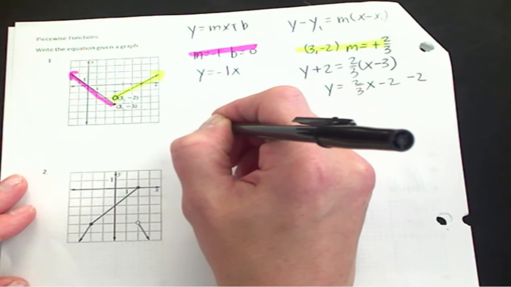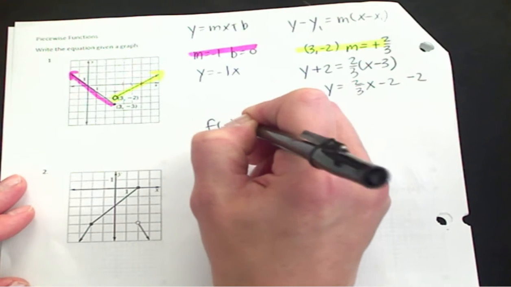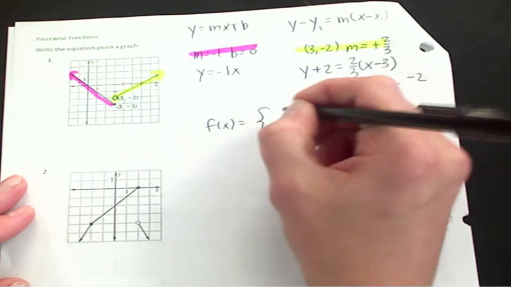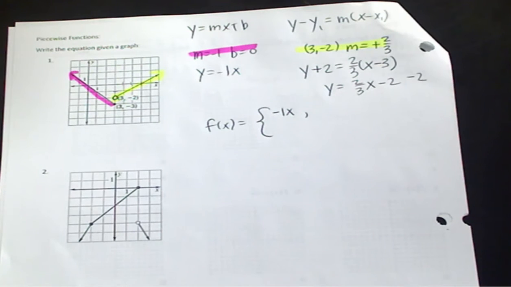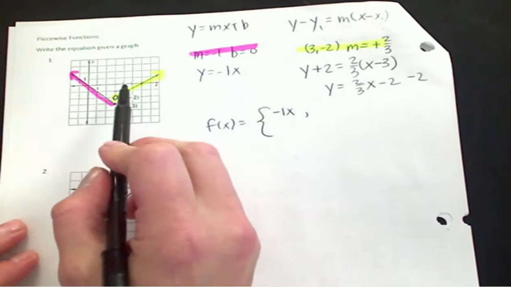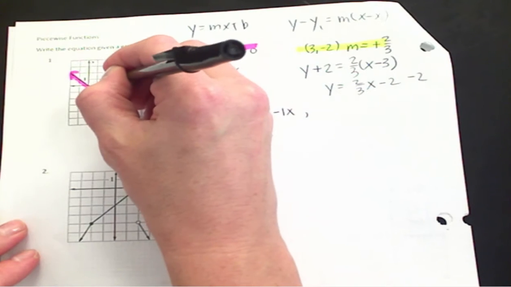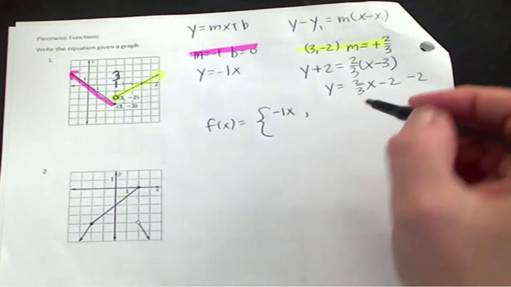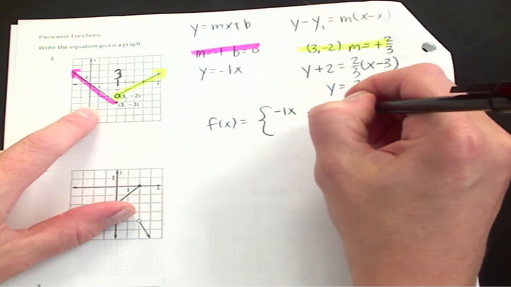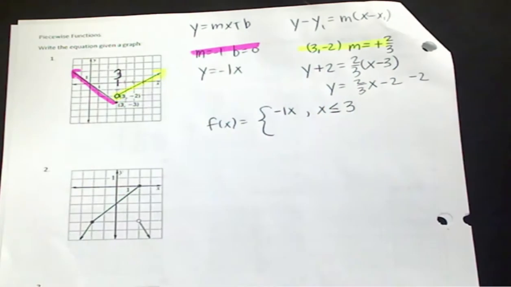Well, let's say f of x equals -1x, comma. You have to give me the domain where the pink graph is. Well, it looks like right here at x equals 3, that's where the two graphs are splitting. So the pink one is for x less than or equal to 3.